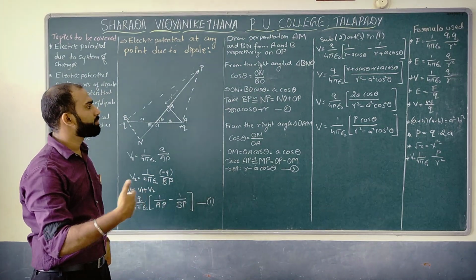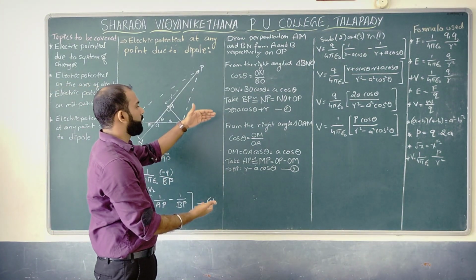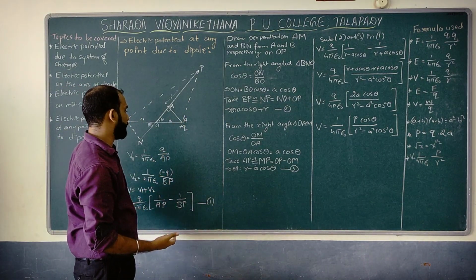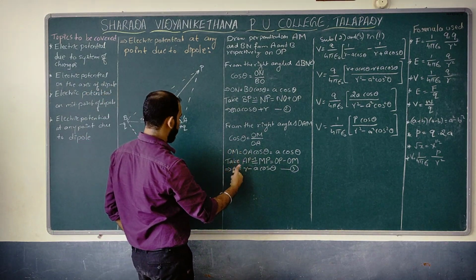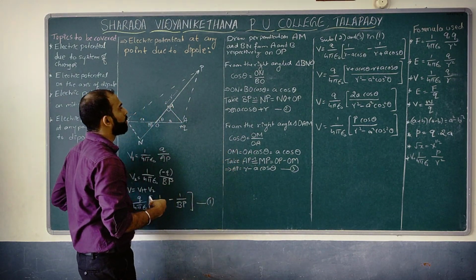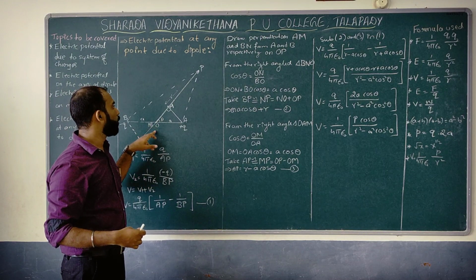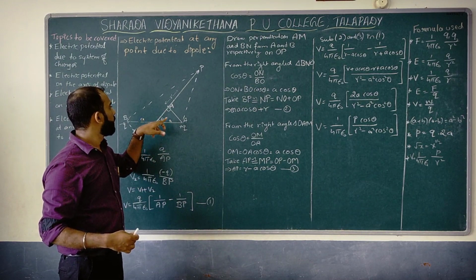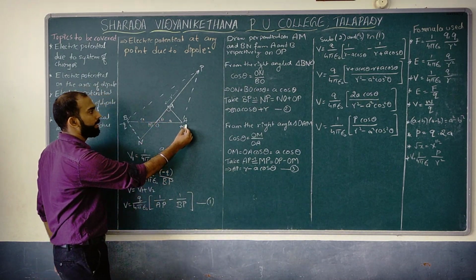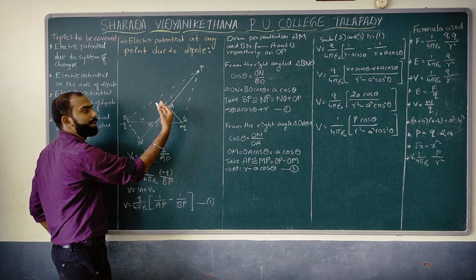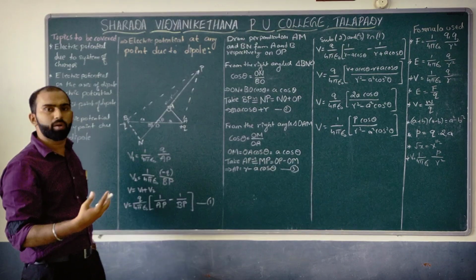And a similar procedure should be done to get your AP. So you take one more right angle triangle, which is OAM. If I take this as a right angle triangle, how to get a cos theta once again?